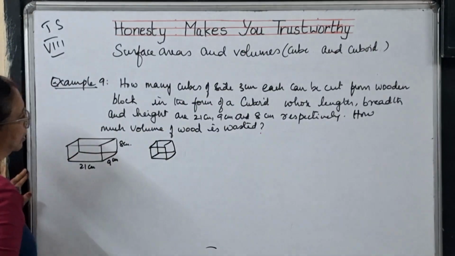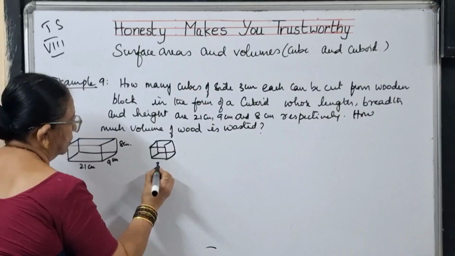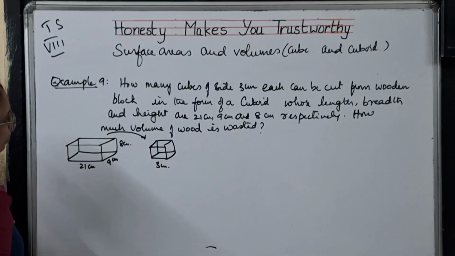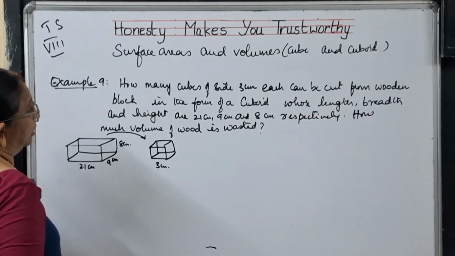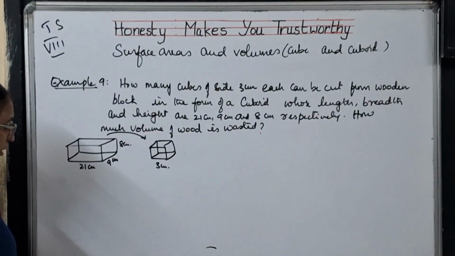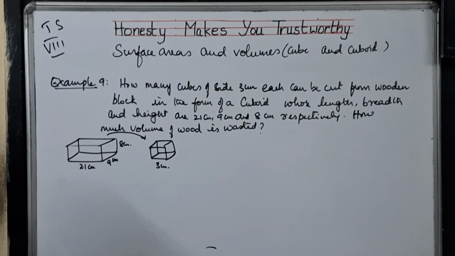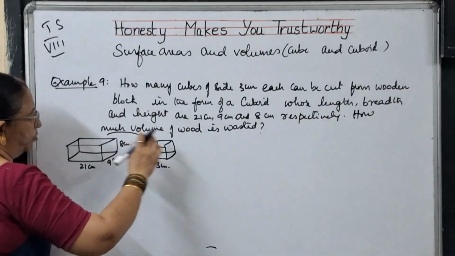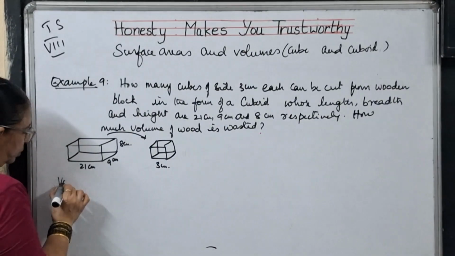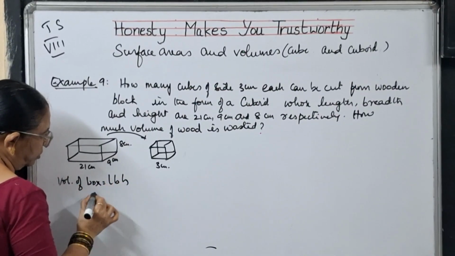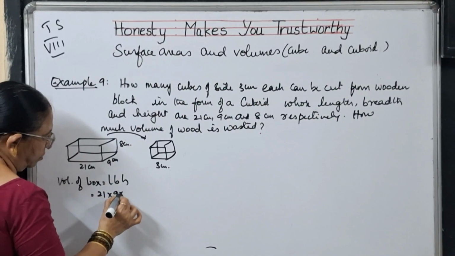What is the measurement of the cube? Cube measurement is 3 centimeters. Now the question is, how many cubes of 3 centimeters can be made, and how much volume of the wood is wasted? Lengthwise, breadthwise, heightwise, we can find out how many cubes can be removed. First, we have to find the volume of the box: L into B into H, 21 into 9 into 8.